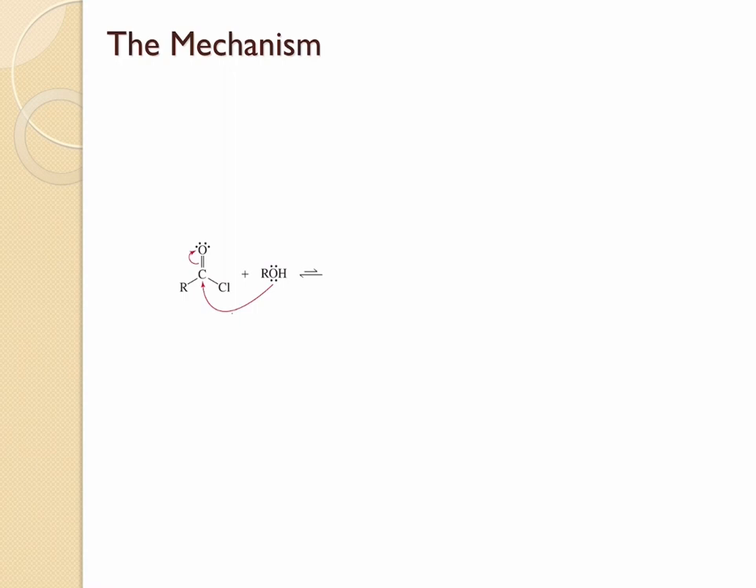Let's take a look into the mechanism. The mechanism is going to follow the general mechanism for nucleophilic addition-elimination reactions of carboxylic acid derivatives. So first, to begin with, the alcohol is going to act as a nucleophile here. Alcohol, with its lone pair of electrons present on oxygen, is going to make a nucleophilic attack on this electrophilic carbon, and the pi electrons are going to shift onto this oxygen, thereby forming the tetrahedral intermediate.